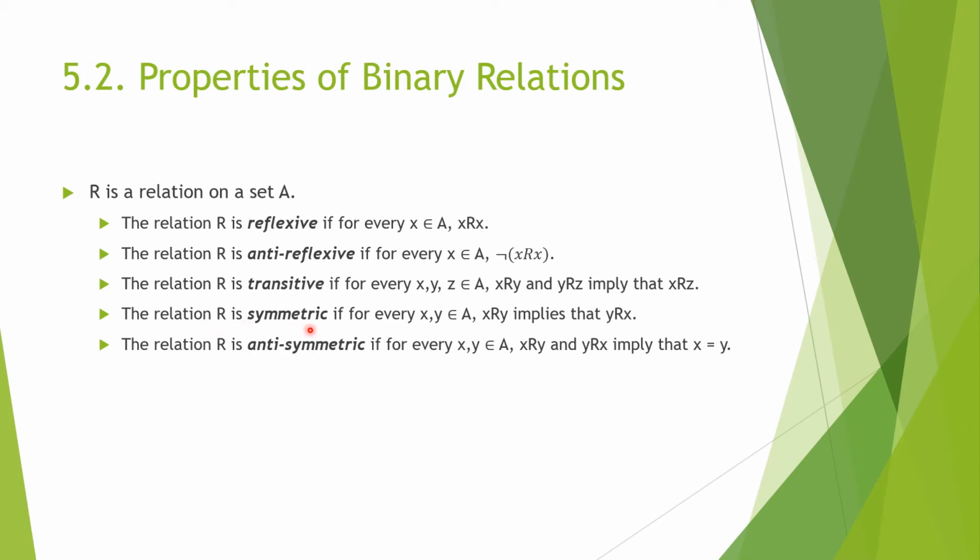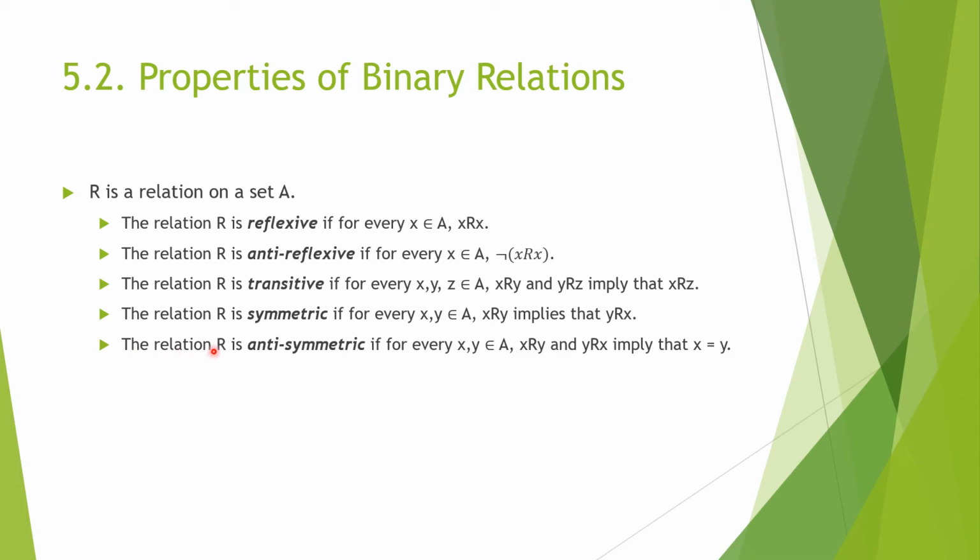Relation R is symmetric if for every two elements x and y in the domain A, x is related to y implies that y is related to x. So if there is a relation from x to y, which means if there is an arrow from x to y, there should be another arrow in the opposite direction from y to x. If a relation has this kind of property, that relation is called a symmetric relation.